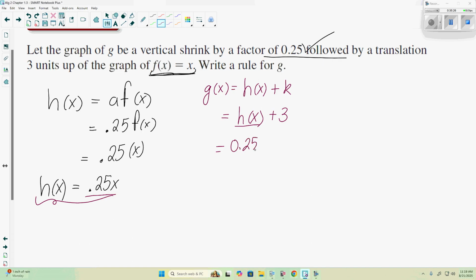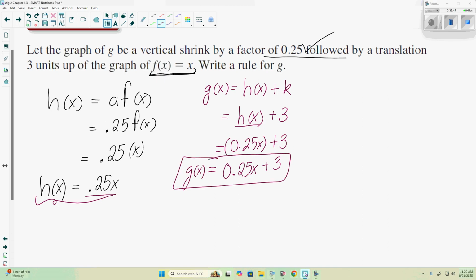0.25x. So we're going to replace it with h of x. And well, there isn't anything in front of the parentheses, anything we have to apply to it, kind of like we've been doing. Is there any like terms here? Are there any other transformations we have to do?